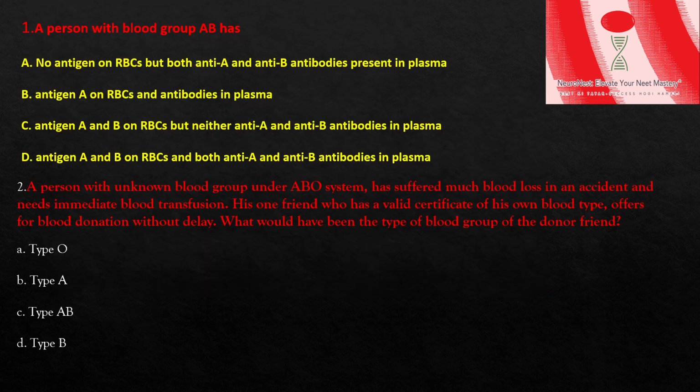So come to the question. A person with blood group AB: option A, has no antigen on RBC, but both anti-A and anti-B antibodies present in plasma. Second option, antigen A on RBC and anti-B antibodies in plasma. The third option C is antigen A and B on RBC, but neither anti-A nor anti-B antibody in plasma. And D, antigen A and B on RBC and both anti-A and anti-B antibody in plasma. So what is the correct answer?